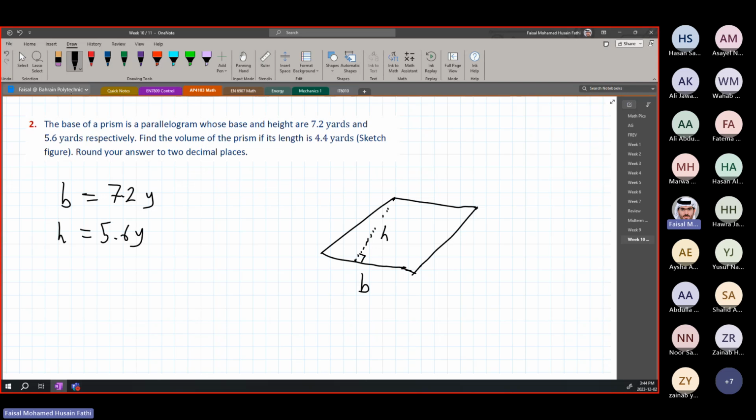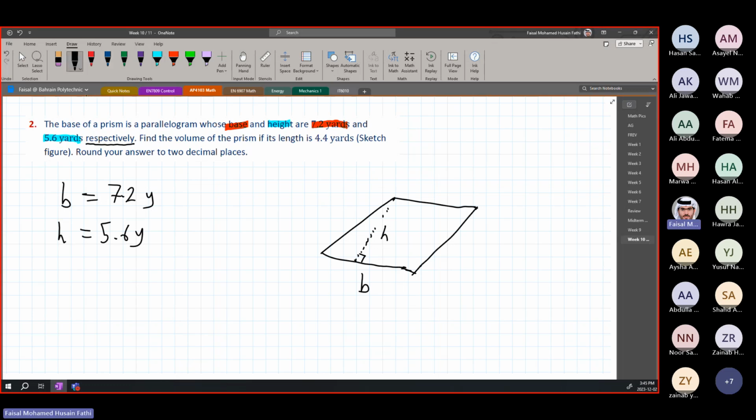In a question, when it says respectively, that means in order. It said base and height, so it started with base. The first thing it talked about was the base, so the first value is for the base. And then it talked about the height, so the second value is the height. That's what respectively means. So the base is 7.2, then the height is 5.6 yards.